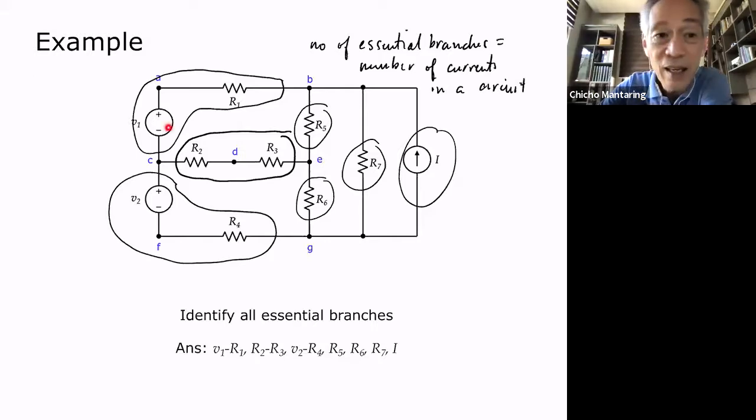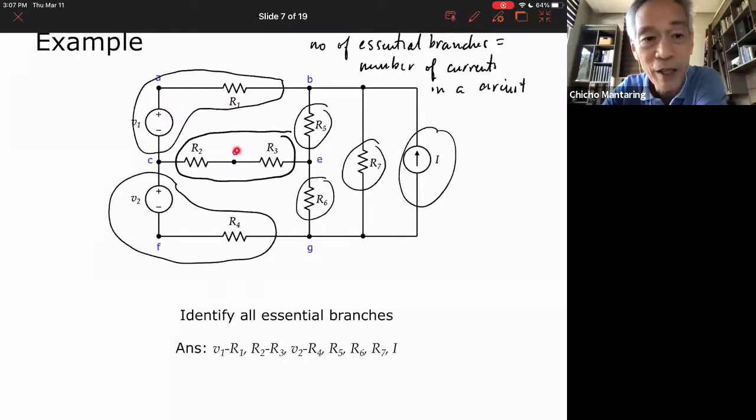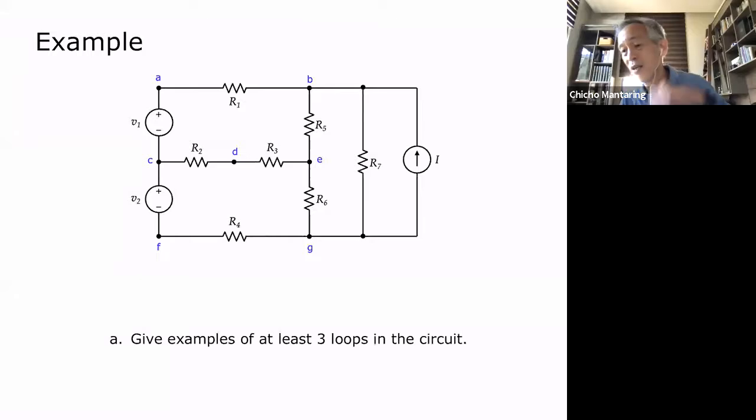Kasi dito, isang current lang yung dumadaan dito. No? Remember that when you have a non-essential node, then the current entering will be equal to the current leaving, and therefore you only have one current flowing here. No? You will also have one current flowing here. You also have one current that is flowing here. Dito, may current ka rito, current dito, may current ka rito, and finally may current ka dito. So you actually have 1, 2, 3, 4, 5, 6, 7 currents flowing in this circuit. Okay.